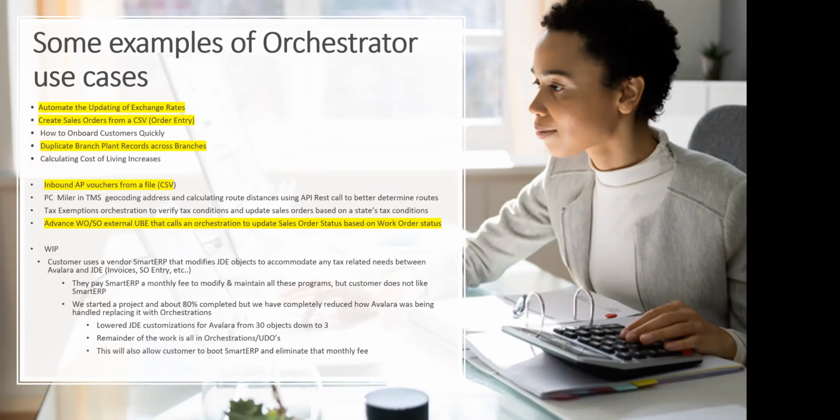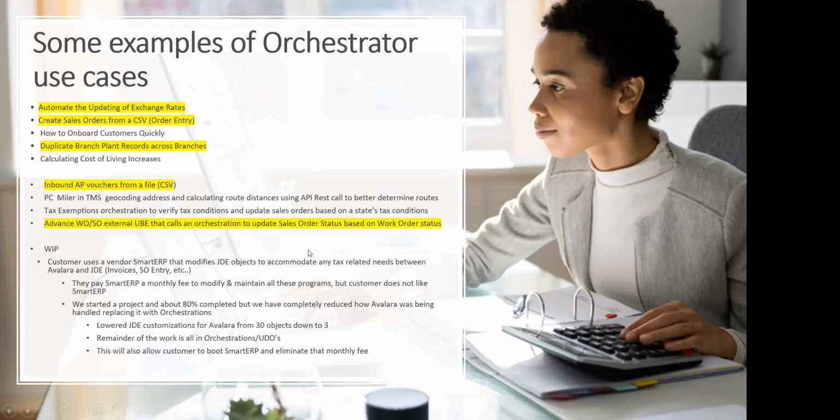Automating the updating of exchange rates is a very simple orchestration. It goes out, reads a website using a REST web API, and brings the exchange rates in as often as you schedule that orchestration to run, and updates your system with currency rates. Creating sales orders from a CSV or a spreadsheet file, order entry, is a common one. Although I don't have an FTP site set up the way this one really works, I'll show you dragging and dropping a spreadsheet, a CSV file, into the orchestration and how it creates the sales orders.